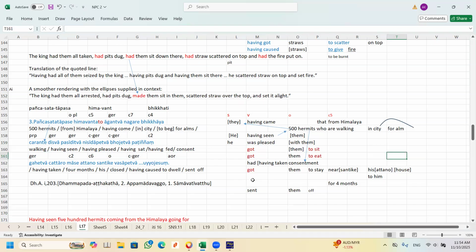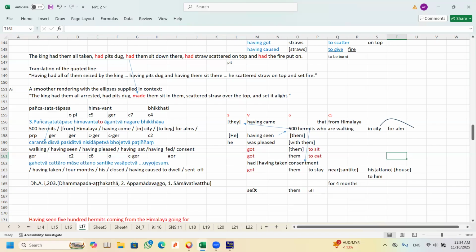You don't have to repeat the "got". After the final part, you see the dot. This is the past tense. That's why I use "got" and "had". So this is also past tense, "was pleased".